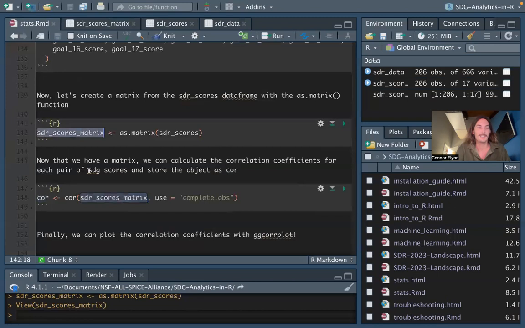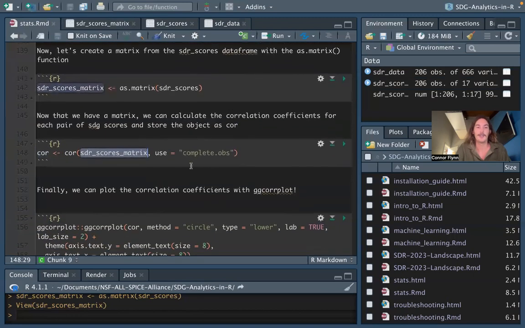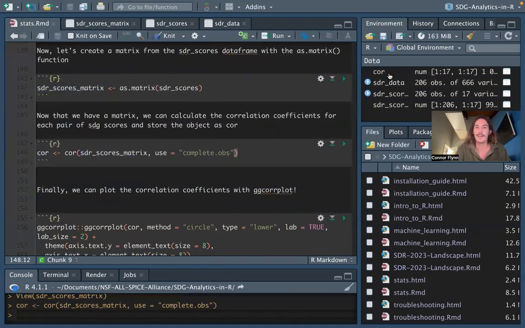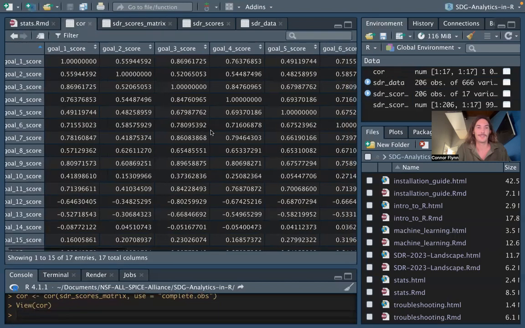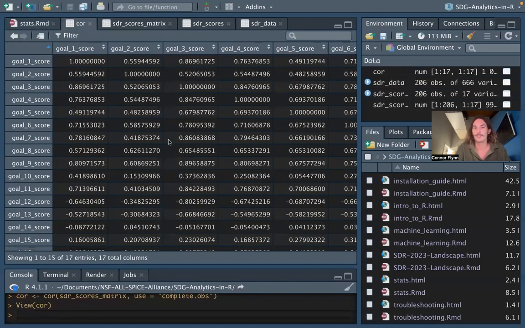So we named that SDG scores matrix, and now we'll create an object called core, using the core function on our matrix. There's a few different methods. Ours is the most common, complete observations. When we do that, we can click on core here, and these are the correlation coefficients. So that's the function that calculates them.